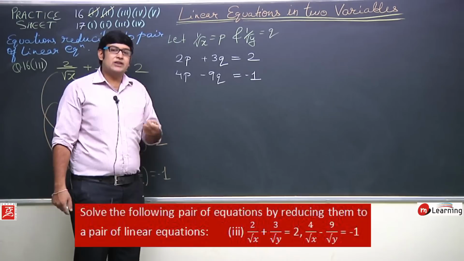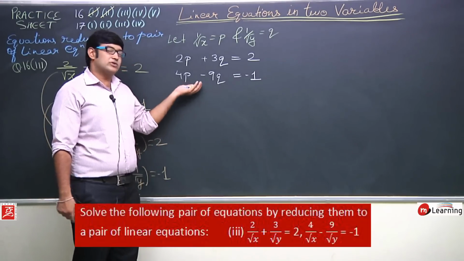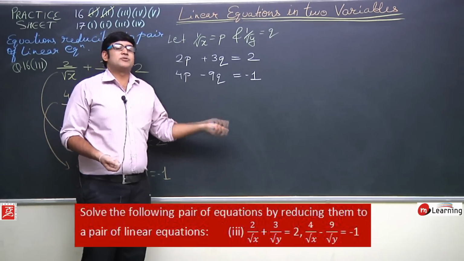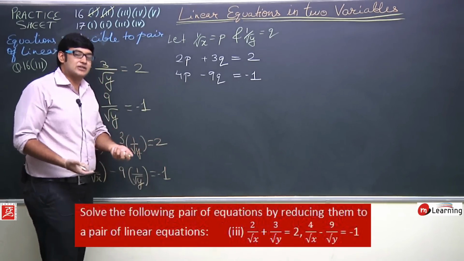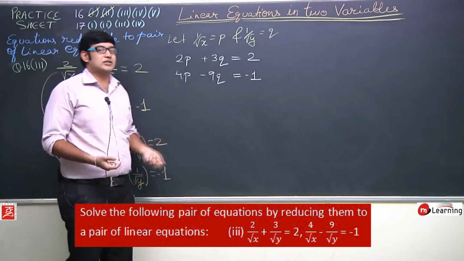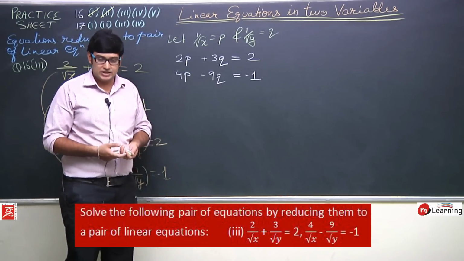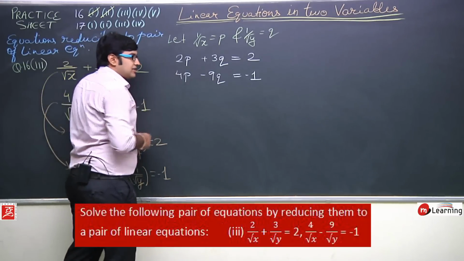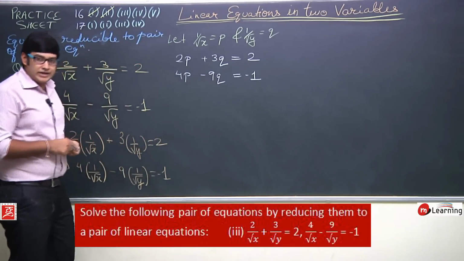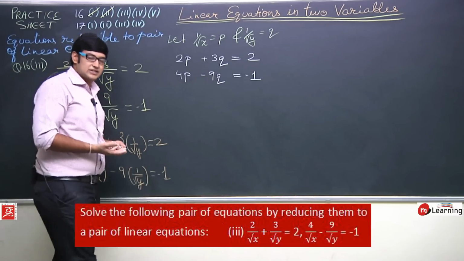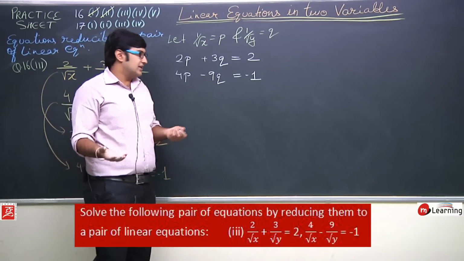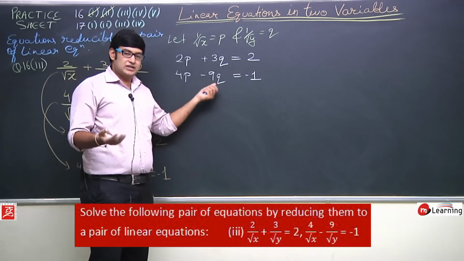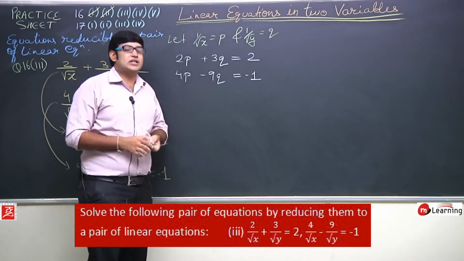How to determine the value of p and q? You can use any of the method. Let us try to use substitution method or elimination method. Let us try to use elimination method. हम elimination method का मदद लेते हैं. कैसे लेंगे? First we need to decide which variable we want to eliminate. Let us say इस बार हम q को eliminate करते हैं. In the previous question we have eliminated p. So this time let us eliminate q.